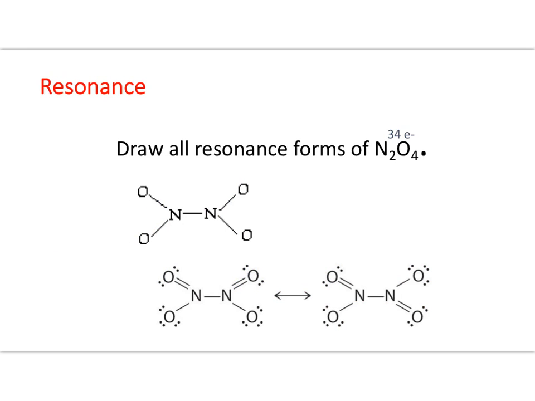So this other one, this N2O4, the basic structure of it is outlined here, but this doesn't have all the electrons it needs to.